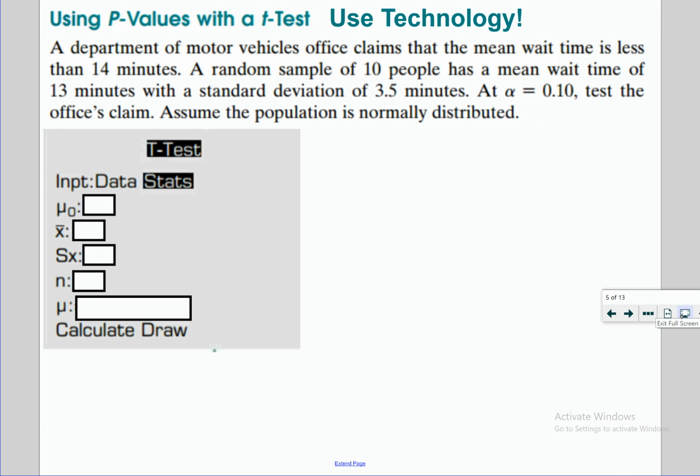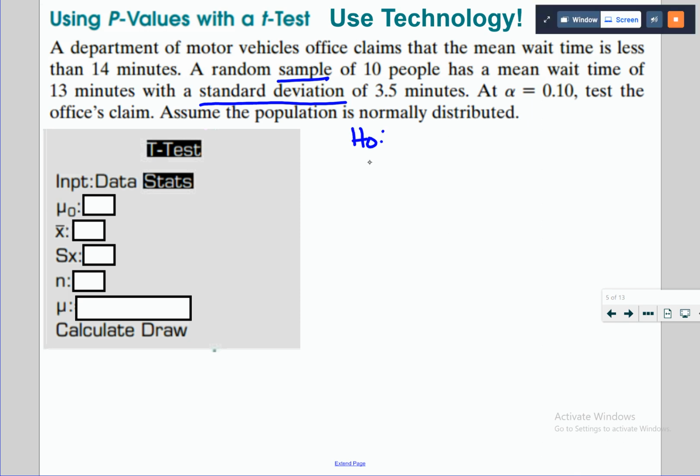All right, so an example: a Department of Motor Vehicles office claims that the mean wait time is less than 14 minutes. A random sample of 10 people has a mean wait time of 13 minutes with a standard deviation of 3.5 minutes. At a level of significance of 0.1, test the office's claim, assume the population is normally distributed. Okay, so I'm normally distributed, check, I'm good there. As soon as I see that my standard deviation is a sample, I know I'm using t now. This is not going to be a z-chart, okay? So that standard deviation is going to tell you the difference between the two tests, and it's going to make a pretty big difference sometimes in your answers, so you want to make sure you look for that first.